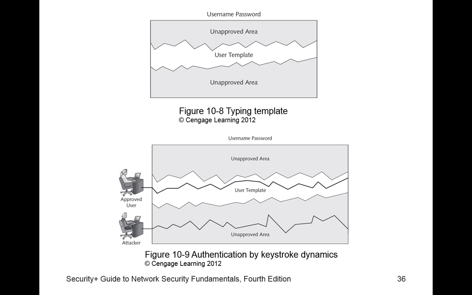All right, typing template. So I'm looking for the password. Here's a signature of what I've done. If I go outside of that, I'm not approved. So if you follow along with this, then yeah, he should be good. But the attacker isn't going to have it close enough. You see the difference?